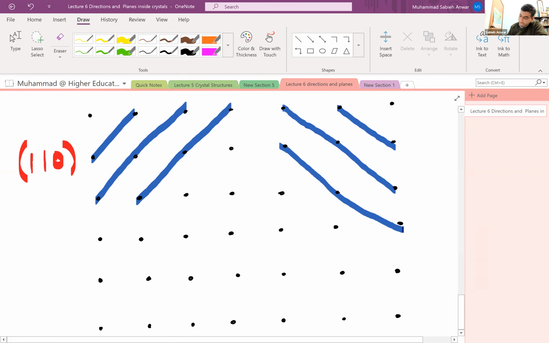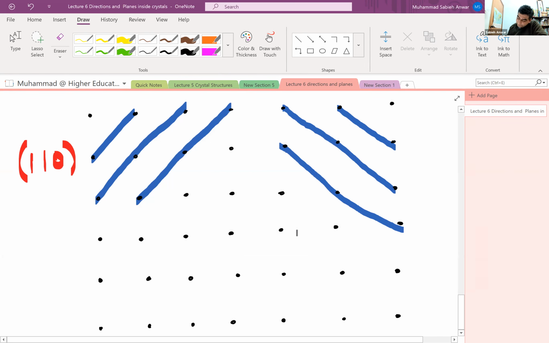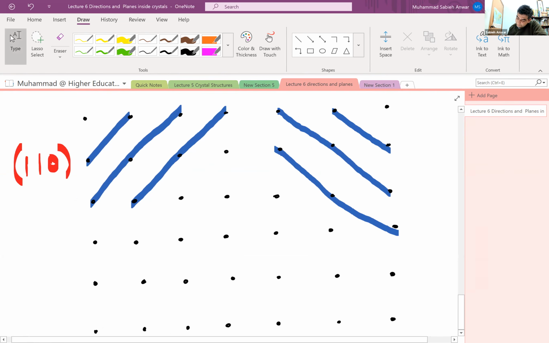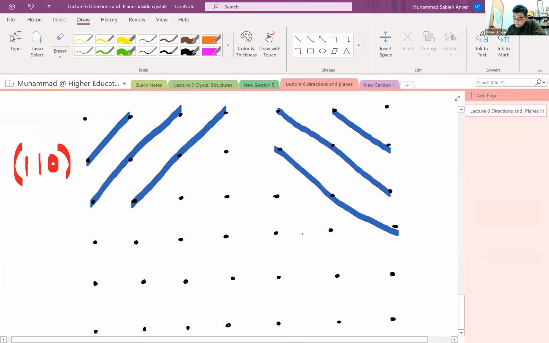Now I have these planes. All right, so what would be the Miller indices of these planes? Of course, the two kinds of planes that I've drawn appear different, so they must have different Miller indices. Now, in order to look at this problem, let's consider the following.